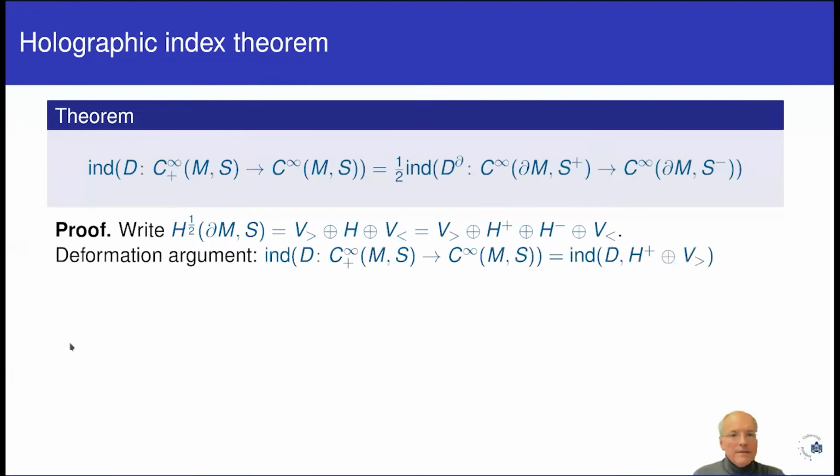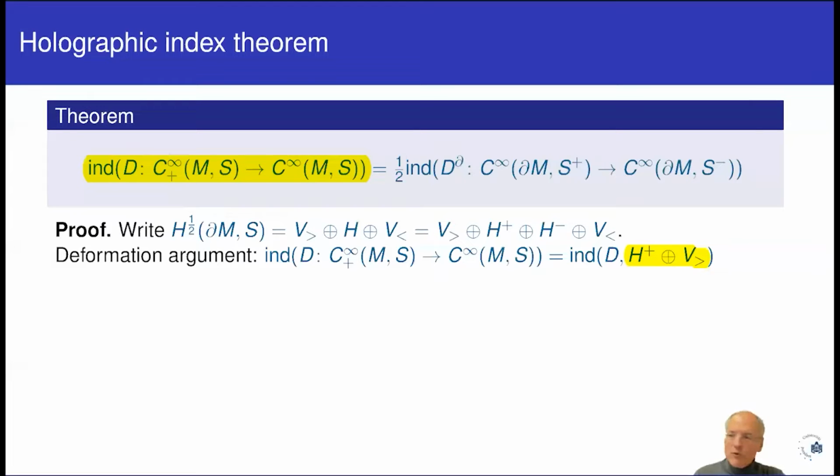Okay, and now I can do a deformation argument. So the index that I want to compute, which is here on the left-hand side, can then be deformed by a deformation of boundary conditions. So I change these boundary conditions to the boundary conditions which you see here, which is V plus and H plus. So these are generalized Atiyah-Patodi-Singer boundary conditions. They are non-local boundary conditions, while the boundary conditions with which I started were local boundary conditions.